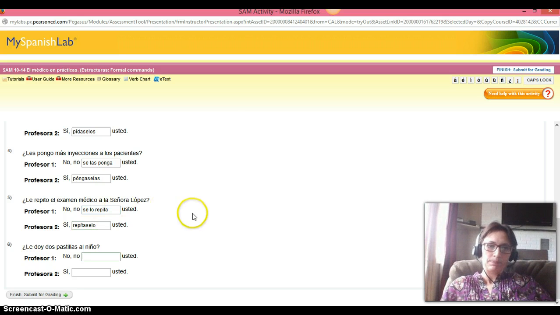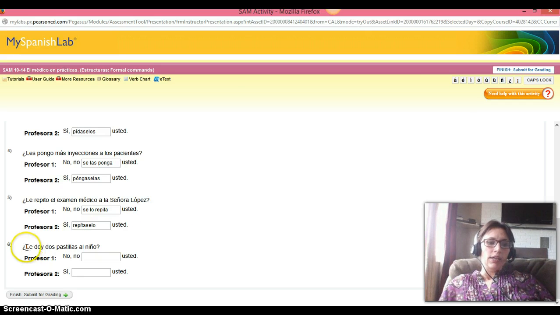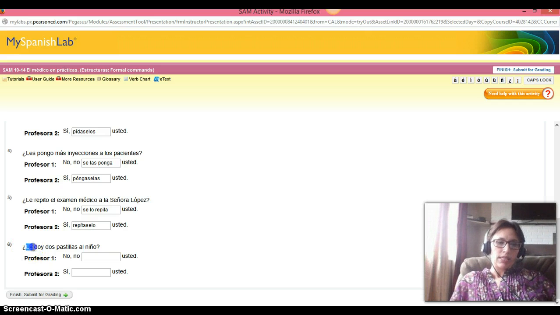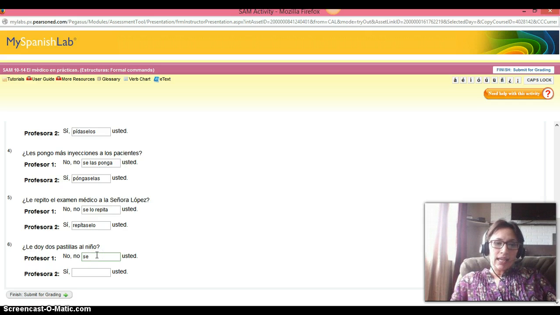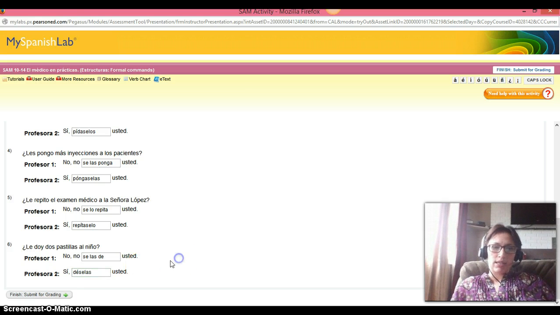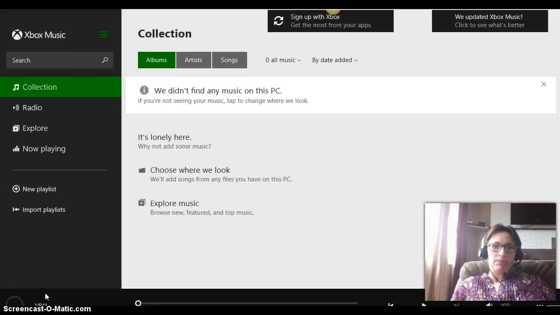Repítaselo usted. And finally, in our last one, we have the indirect object pronoun le, referring to al niño, and the direct object is dos pastillas, so we'll use the direct object pronoun las, and change the le to se. So no se las dé. The command form of that is dé. No se las dé usted, or sí, déselas usted. Bien.